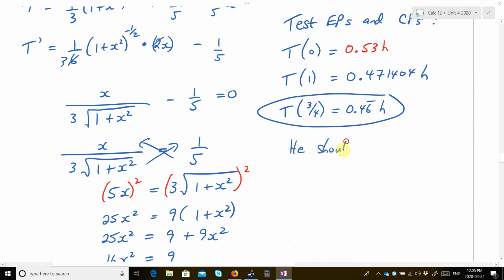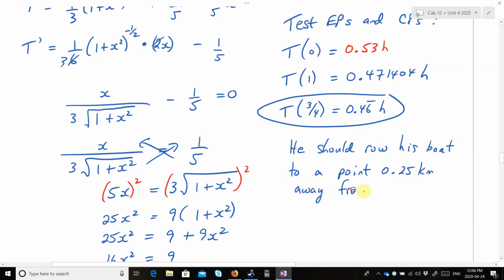Okay, so to what point should he row? He should row his boat to a point 0.25 kilometers away from the town.